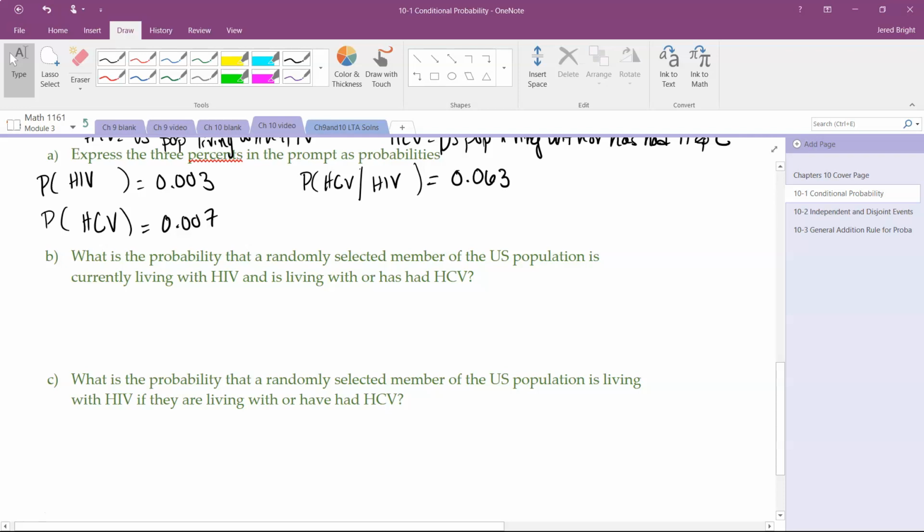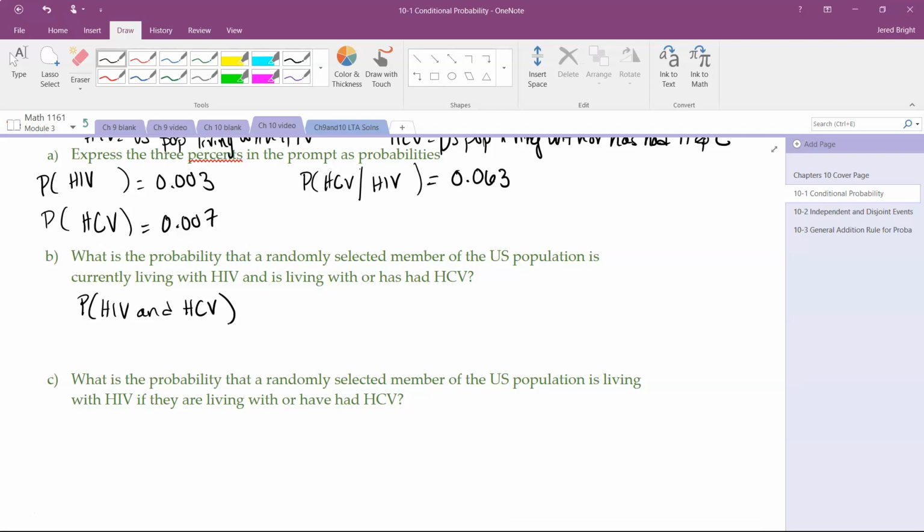For part B, it says, what is the probability that a randomly selected U.S. member of the population is currently living. Okay, so I'm just going to start writing this: the probability that a randomly selected member is currently living with HIV, right? And is living with or has had HCV. So that's the event HCV that I've defined. Okay, now how in the world do I calculate this?